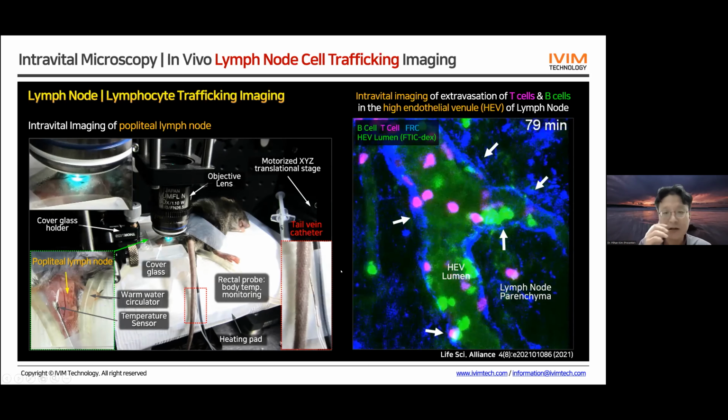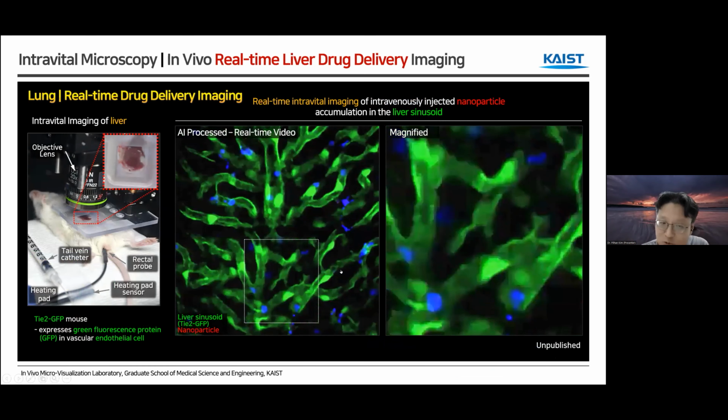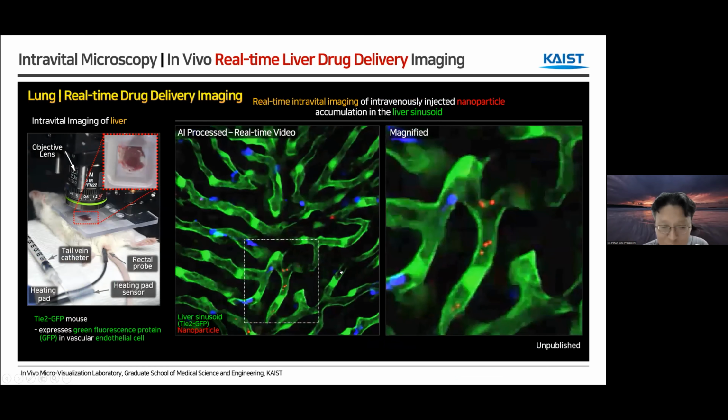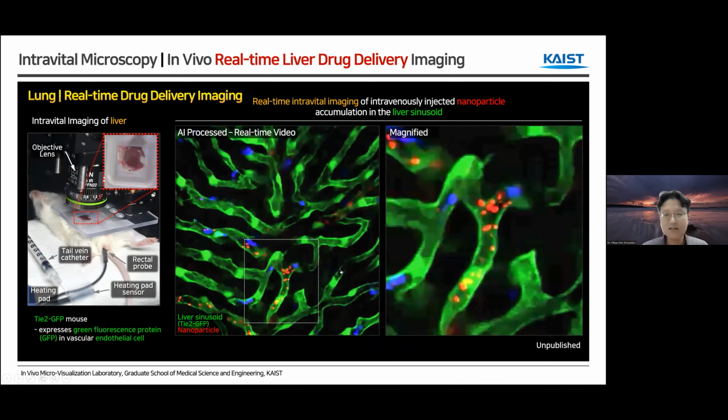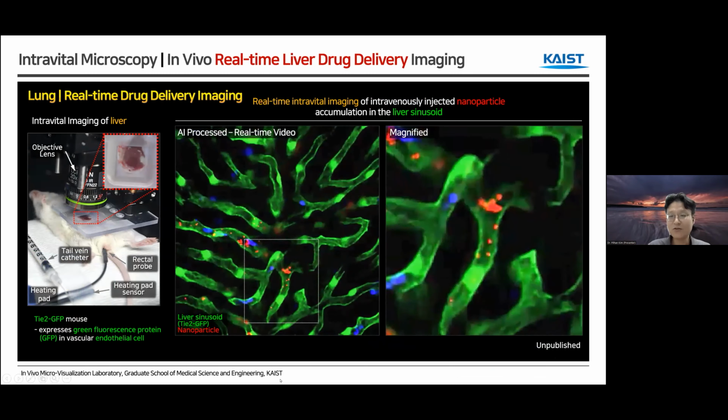Okay, and then not only the cell, we can also image the drug as well, as long as it's after fluorescence labeling. Okay, I'm sorry, I don't know whether you can see the video here.